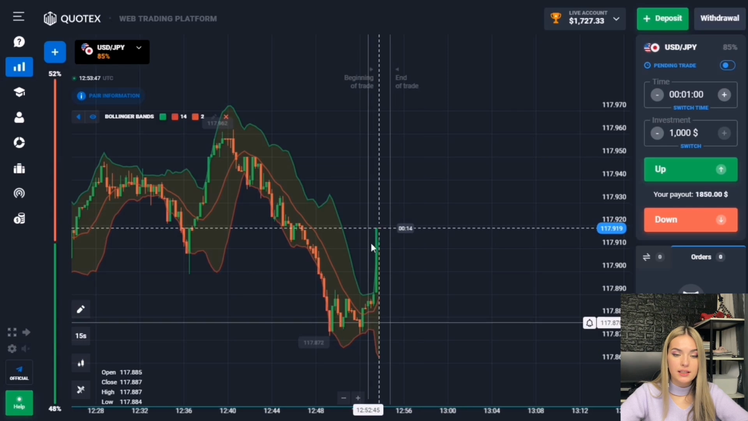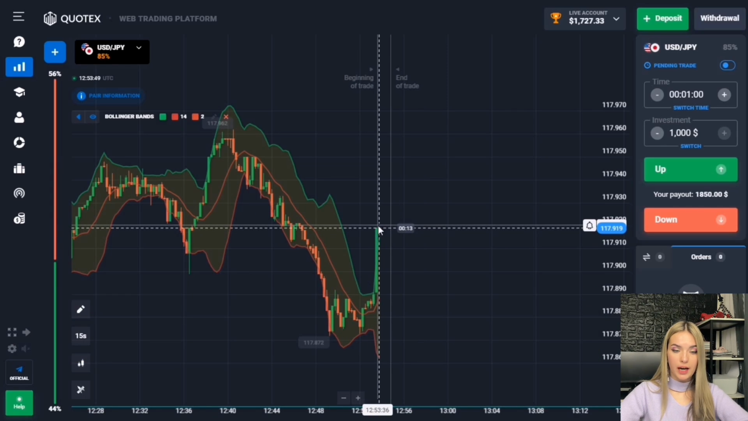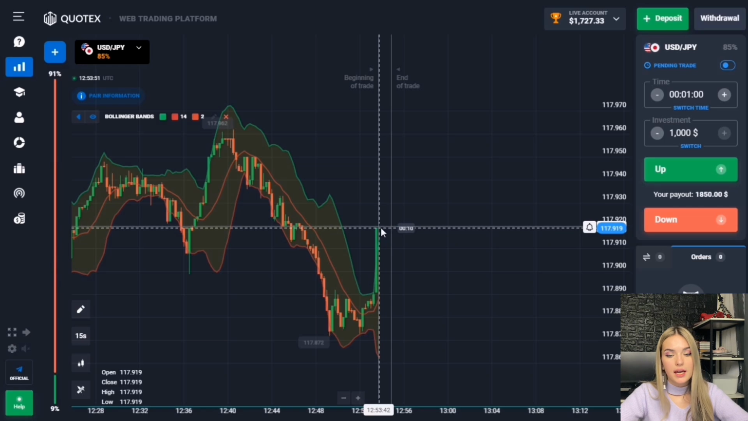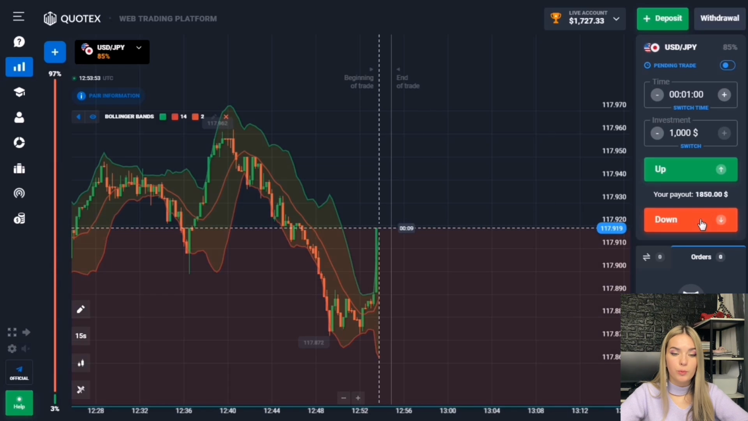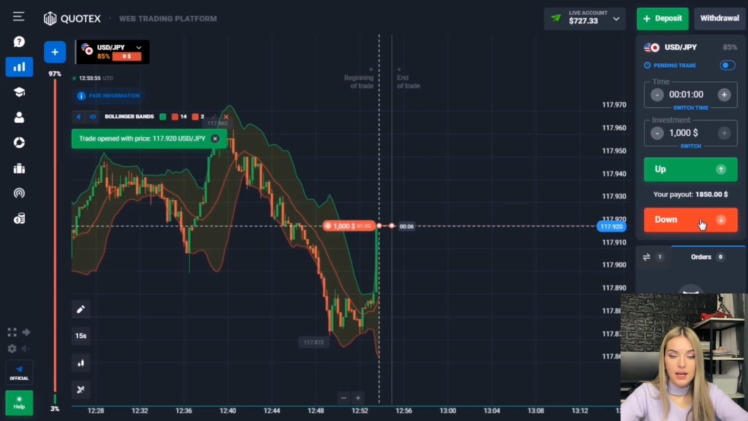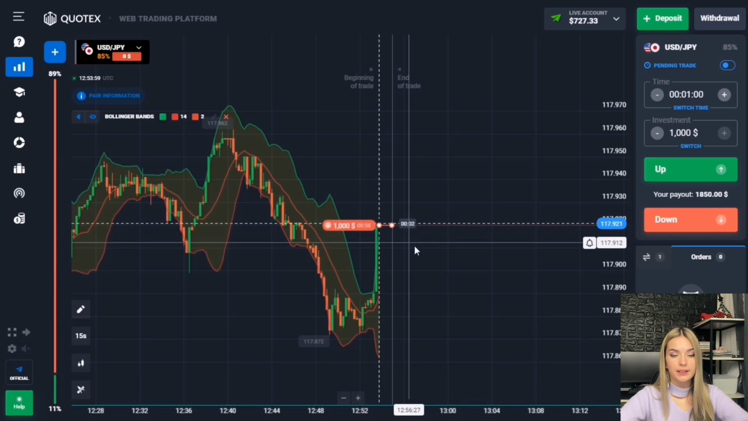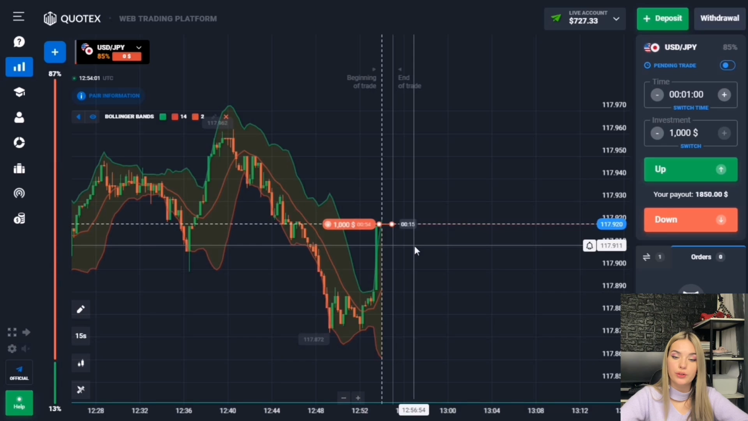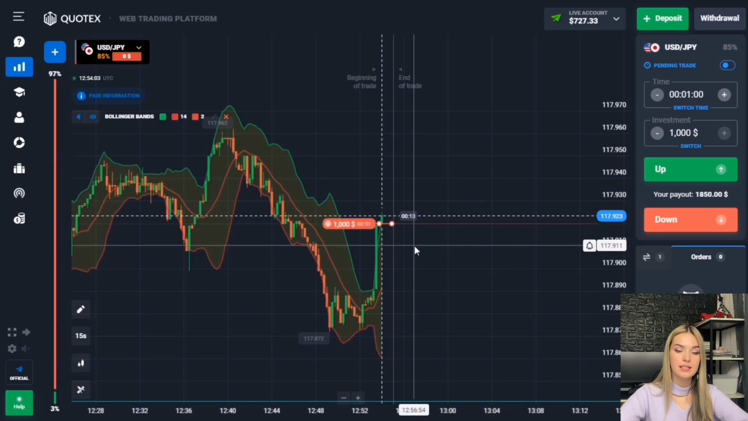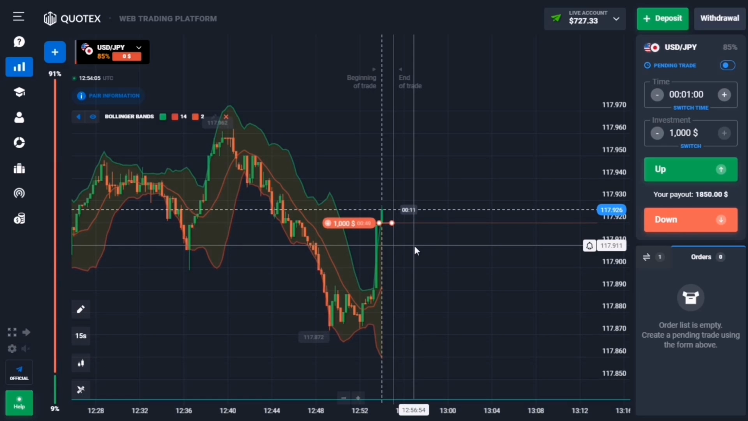So here we see that after a strong move, the price moved out of our indicator with an impulse. In this situation, I propose to open a deal for 1 minute to decrease. I think that in this situation, some correction is more likely to occur. Price will pull back down since the price impulse went beyond our indicator. So friends, let's wait until the end of our deal.